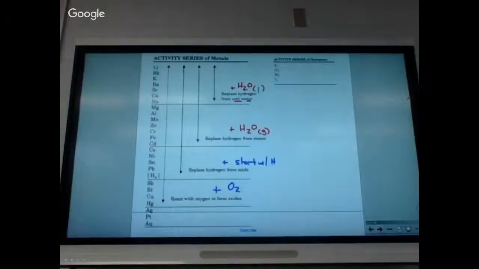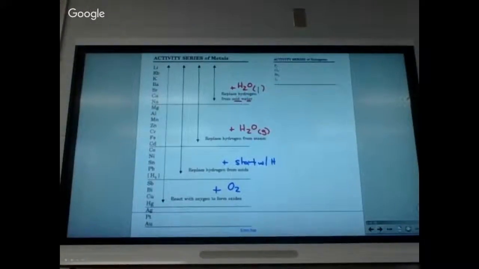All right. Now, for the section that says replace with steam. Steam is still water. So it's still going to say plus water. The only difference is it'll say it is a gas. It'll say plus H2O is a gas. Now, the next section says replace hydrogen from acids. All acids have to start with what element? They have to start with hydrogen, so they're easy to recognize. And then the last section says it reacts with oxygen to form oxides.